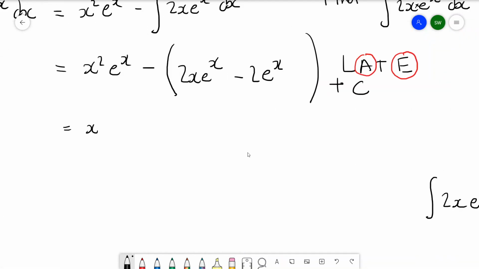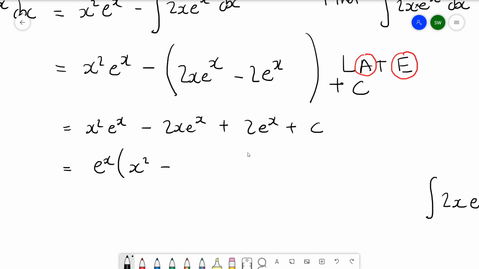Then we can simplify this a little bit by expanding out the bracket. That would be fine as an answer, or you could take e to the x out as a factor, and you could write it like this if you wanted to.